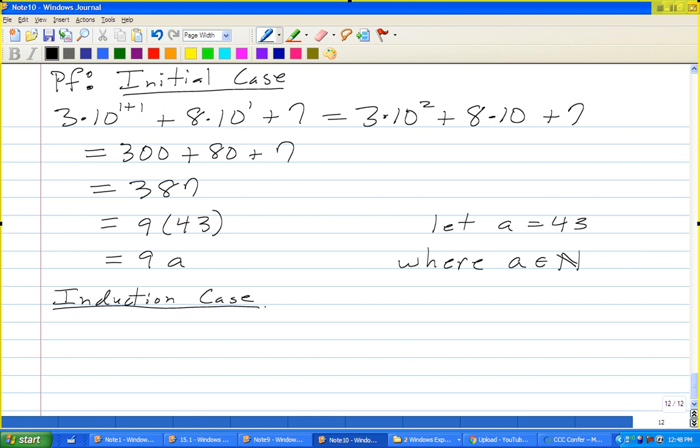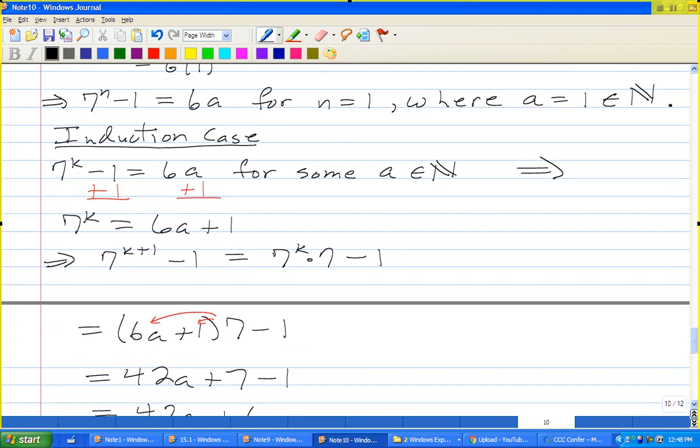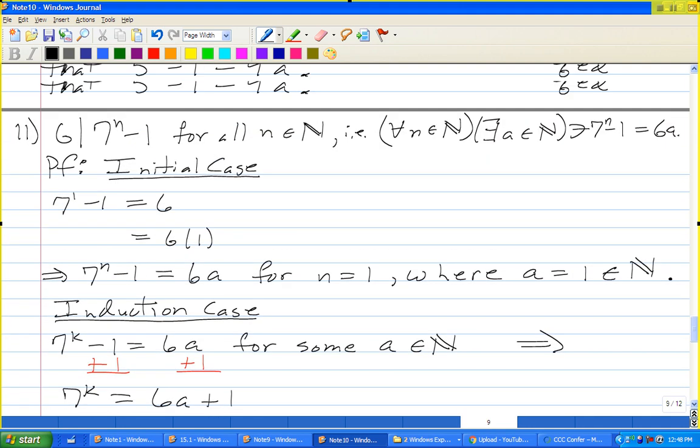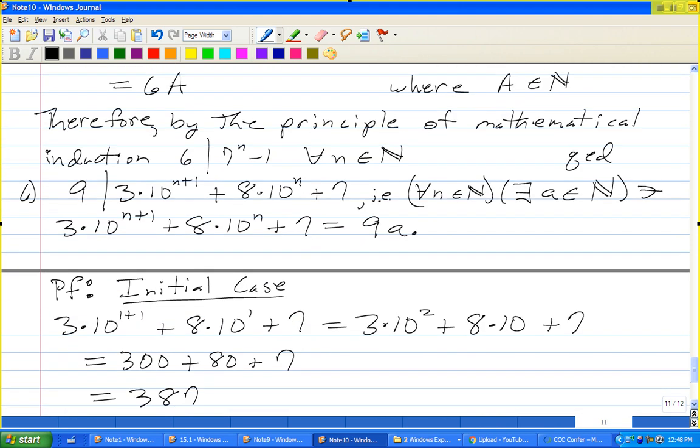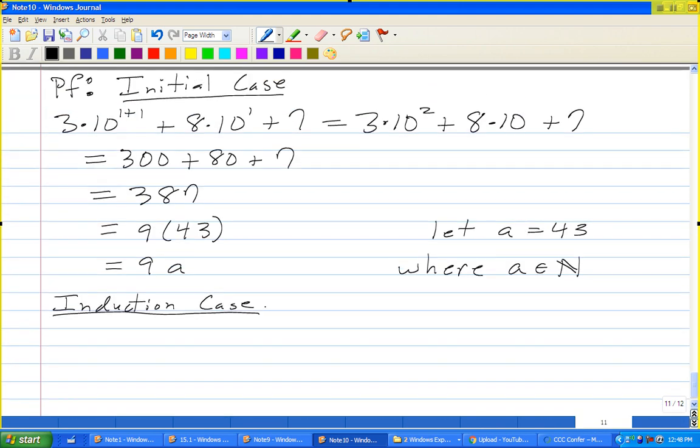Okay. So again, I'm writing down here sort of the minimal things that you would need. Oh, I actually didn't even write that down. So this is the minimal amount you need to write. Next, let's assume the induction hypothesis. So let's assume that 3 times 10^(k+1) plus 8 times 10^k plus 7 is equal to 9a for some number a.